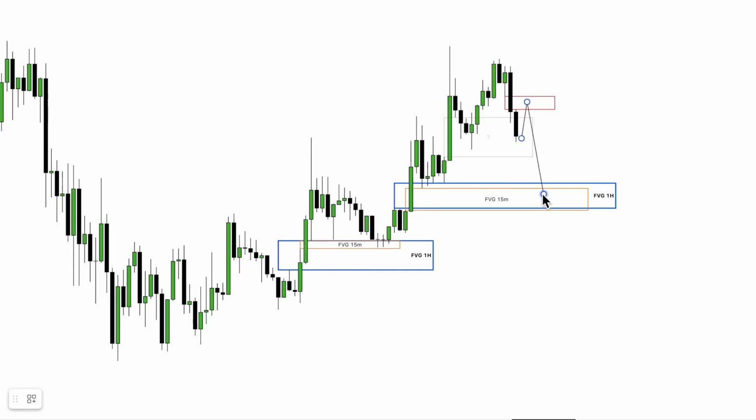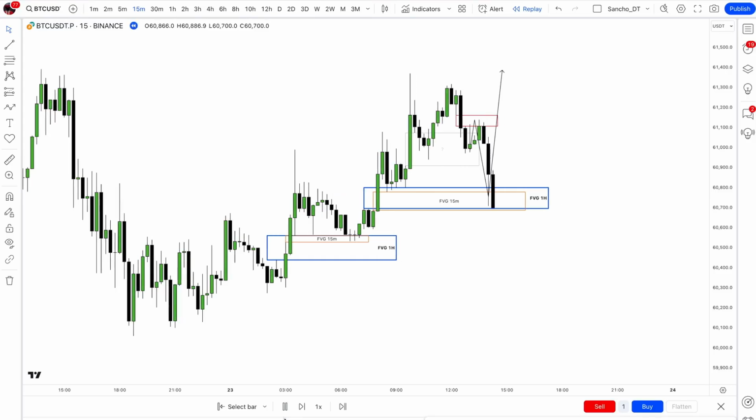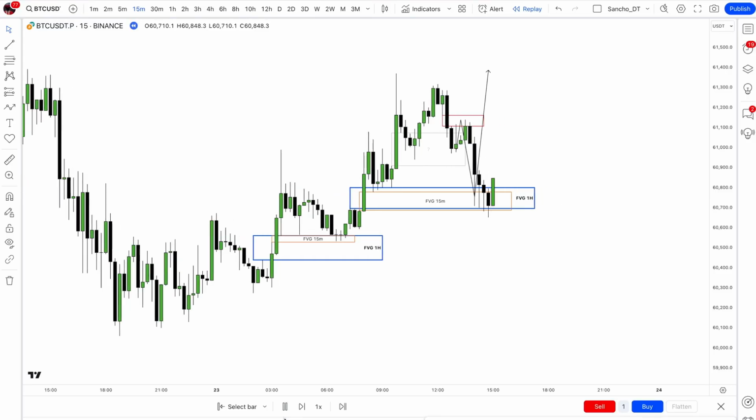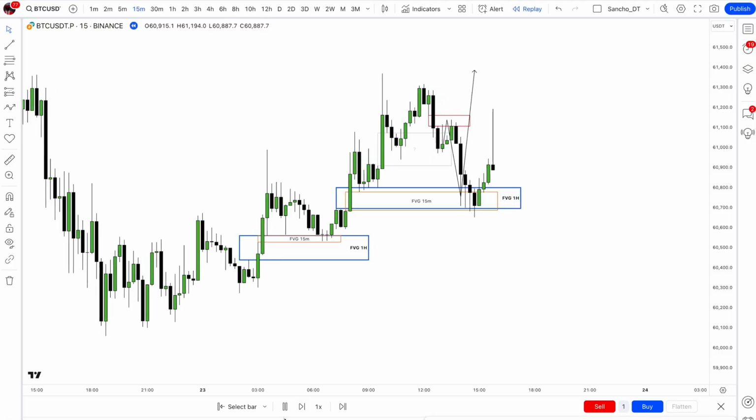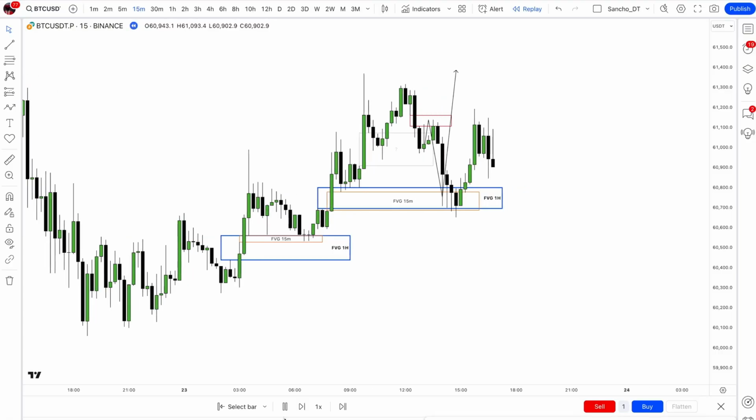After restoring this zone, the uptrend gains momentum again. Now let's look at the development of a bearish imbalance scenario. We see a sharp drop in price into the zone of the hourly and 15-minute imbalance. At this stage, the price temporarily pauses, filling the gaps, processing previously unfilled orders. Then the uptrend resumes its movement.